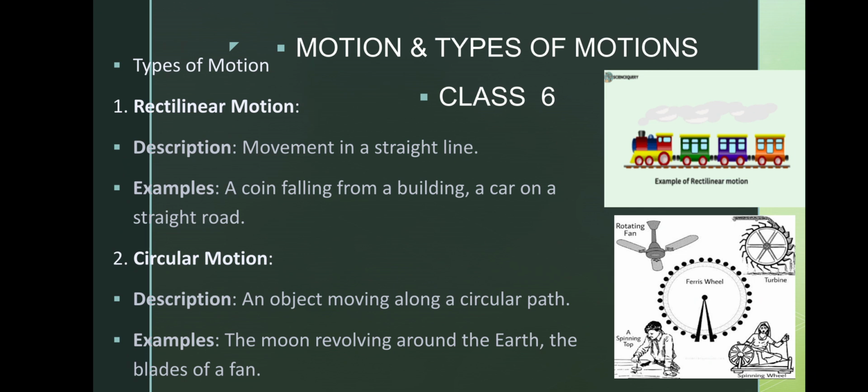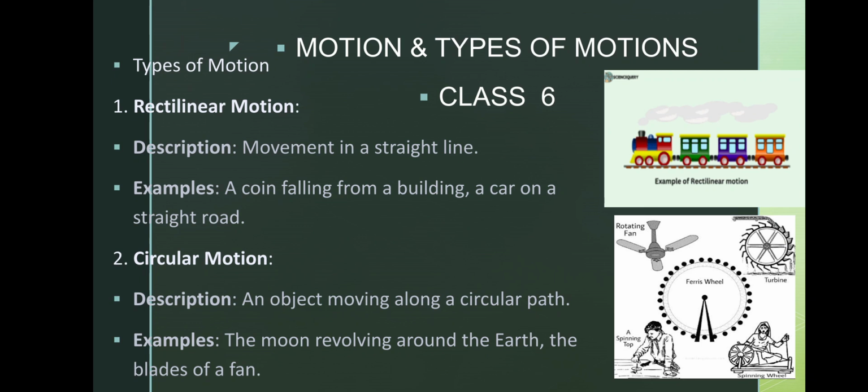Types of motion. Rectilinear motion: movement in a straight line. Like in the adjoining figure, we have shown the example of the rectilinear motion. That is, the train is moving on the track. That is a rectilinear motion. Examples of that: a coin falling from a building, a car on the straight road. So these are few more examples given here.